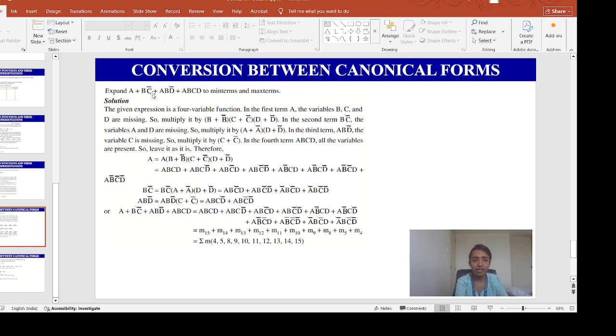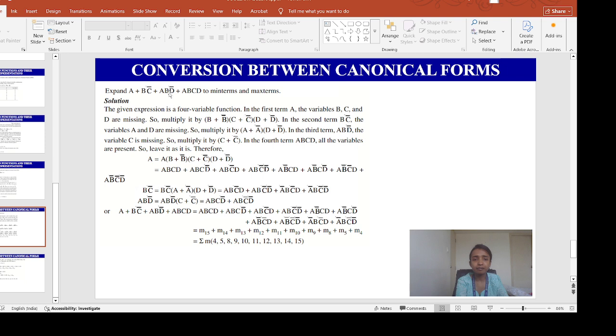So we have to expand this expression to min terms and max terms. As we can see, this is a 4 variable function. And in the first term, the variables B, C, D are missing. So if we want to expand in sum of product form or min term form, what we have to do is multiply B plus B bar into C plus C bar into D plus D bar with the first term. The second term is B, C bar. So the variables A and D are missing. So we have to multiply this second term with A plus A bar into D plus D bar.